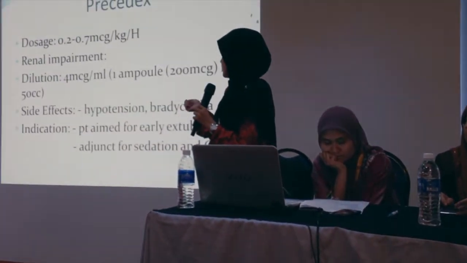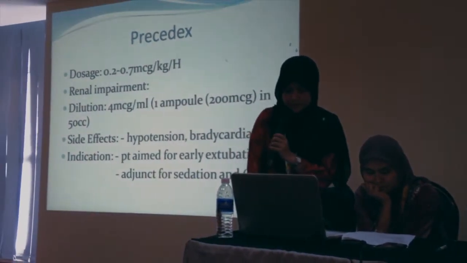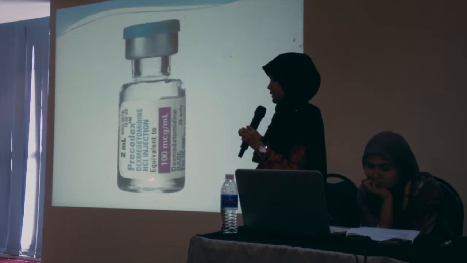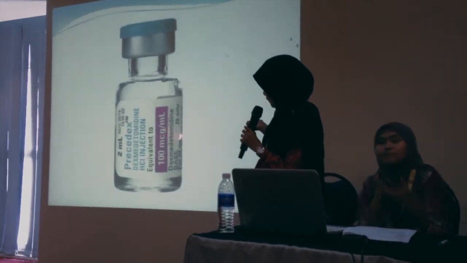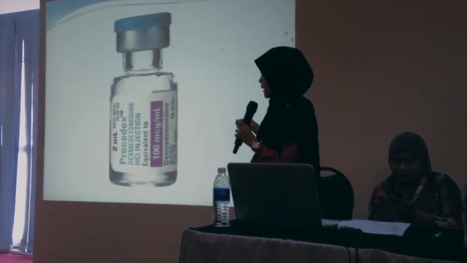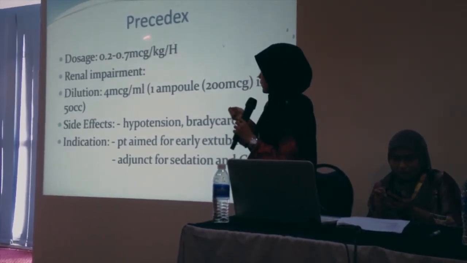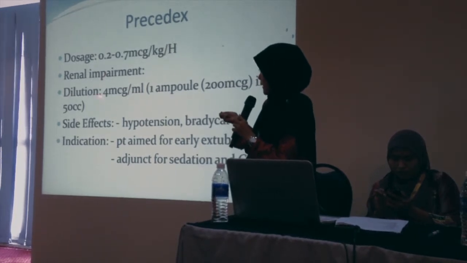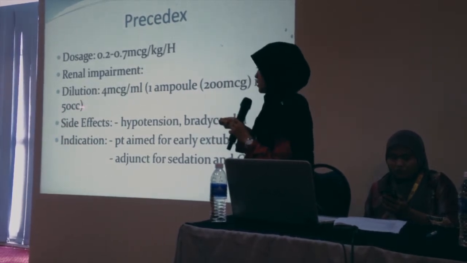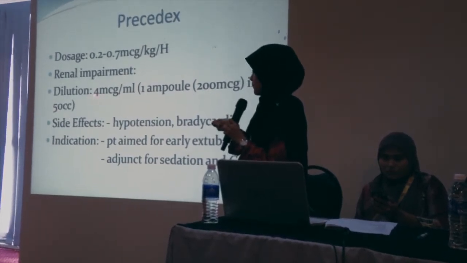Basically the dilution is 4 mic per mil. I'll show you the picture first. This is what we have in our hospital. It's a 2 mil ampule with 100 mic per mil, so it comes up to 200 mic per ampule. The dosage is 0.2 to 0.7 mic per kilo per hour. So the dilution comes up to 4 mic per mil, meaning you take 1 ampule and dilute it in 50 cc normal saline. So 200 divided by 50 comes up to 4 mic.